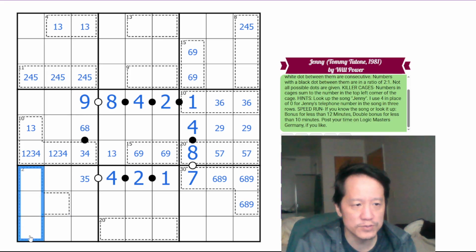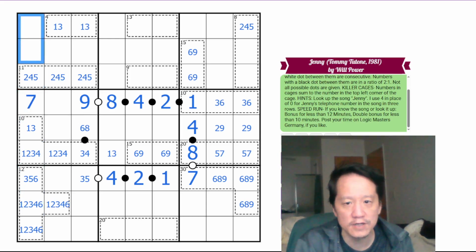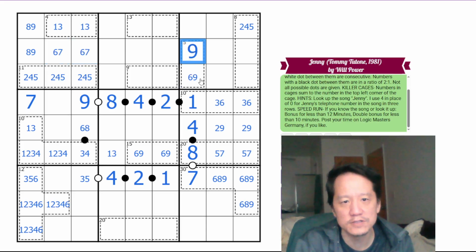This is 1, 2, 3, 6, or 1, 2, 4, 5. No, 1, 2, 4. So this is 3, 5, or 6, which means 5 cannot be here. We have a 1 through 6 combination. Therefore, this must be 7. This is 8 and 9. This is 6 and 7, which means that 6 can't be there. So this is 9. This is 6.